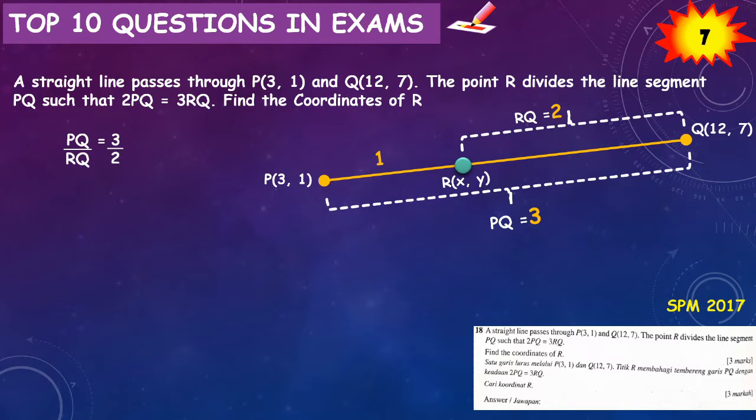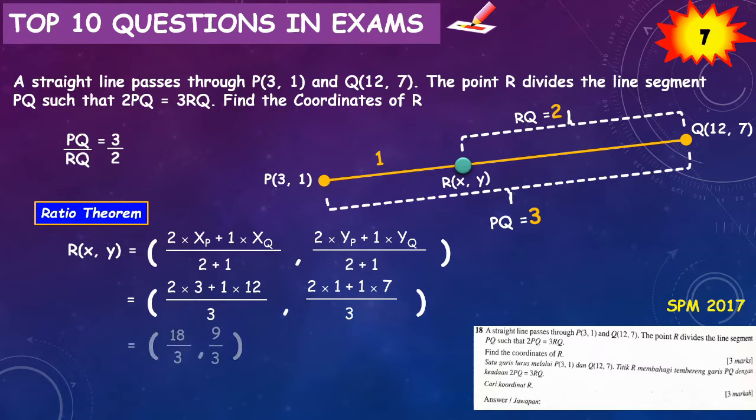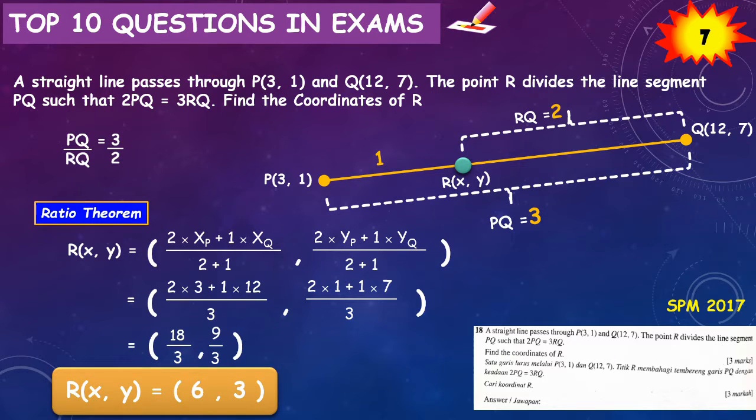This means that PR is 1/3 of PQ. Now that we know the ratio of PR to RQ, we can use the ratio theorem to find point R. Substituting the x and y of P and Q, we will get the answer (6, 3) for R.